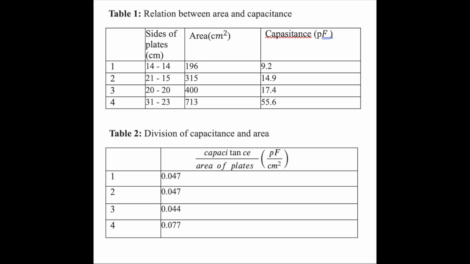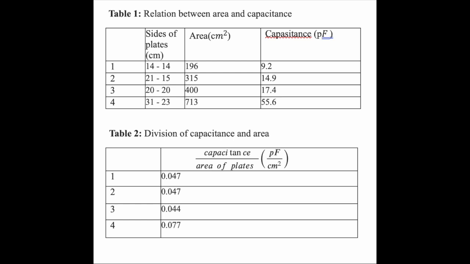Here's a summary of our results. For table 1, as the area increases from 196 centimeters squared to 713 centimeters squared, the measured capacitance increases from 9.2 picofarad to 55.6 picofarad. This shows a clear direct relationship between plate area and capacitance. We then divide capacitance by area to check whether the ratio stays constant.